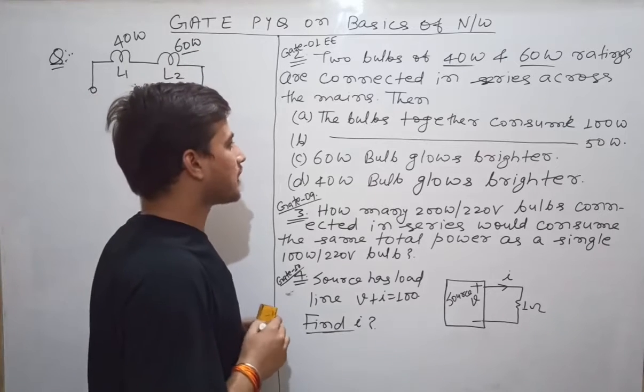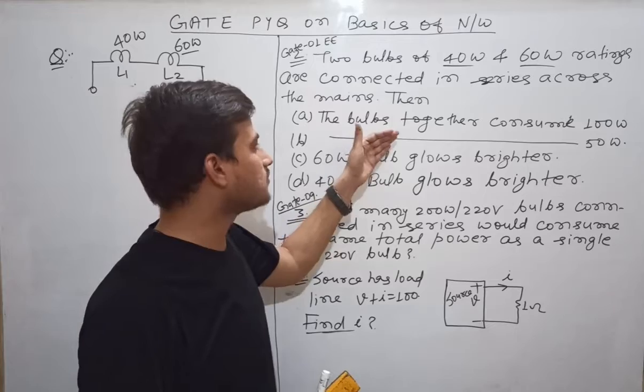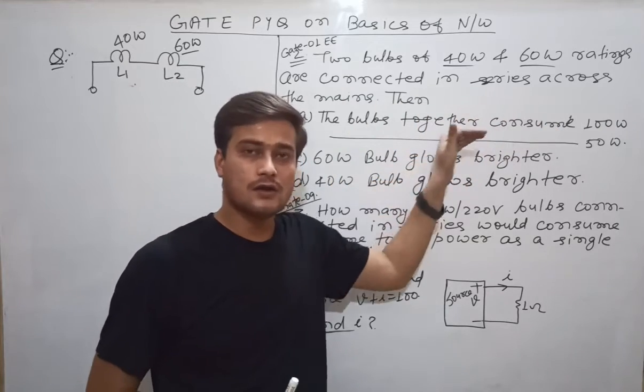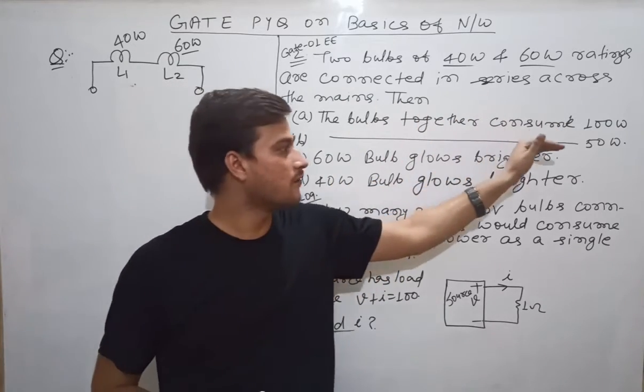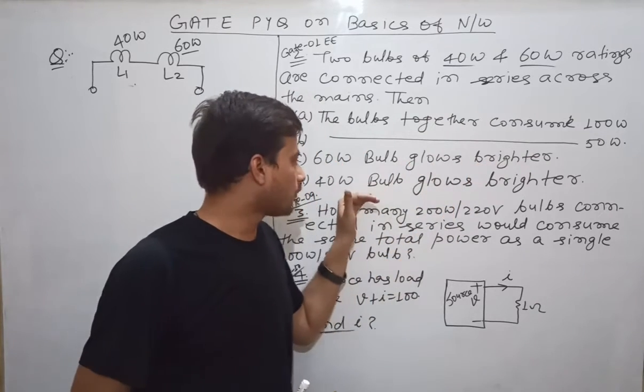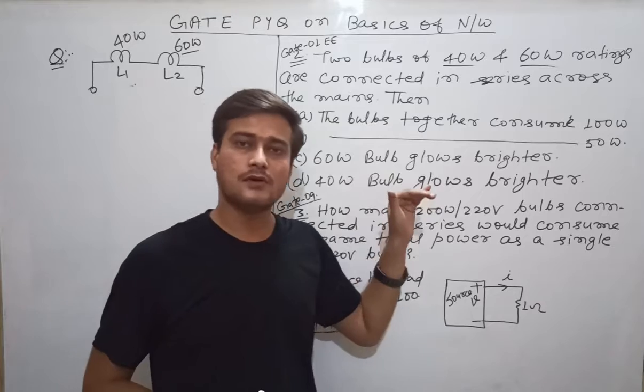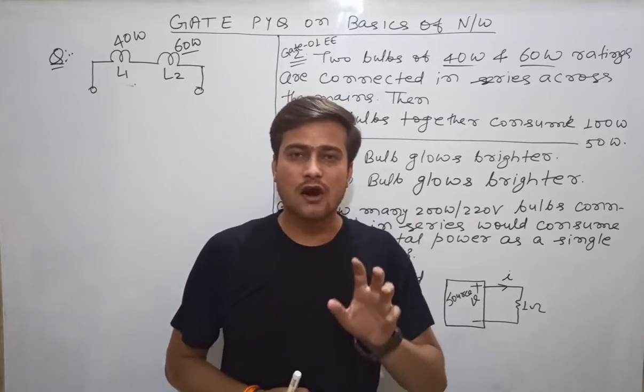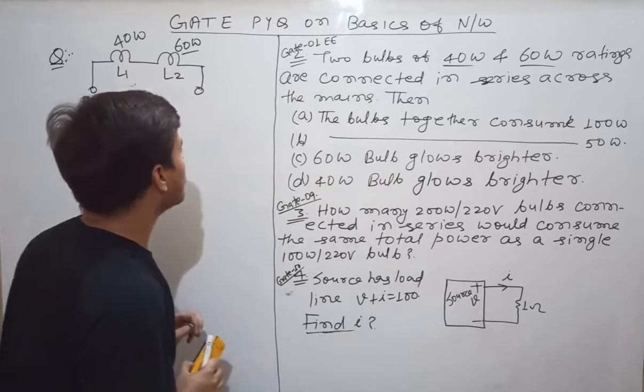Then four options are given. First they are saying the bulbs together consume 100 watt. Bulbs together consume 50 watt. 60 watt bulb glows brighter. Fourth option is 40 watt bulb glows brighter. Let us see how to solve this type of question.